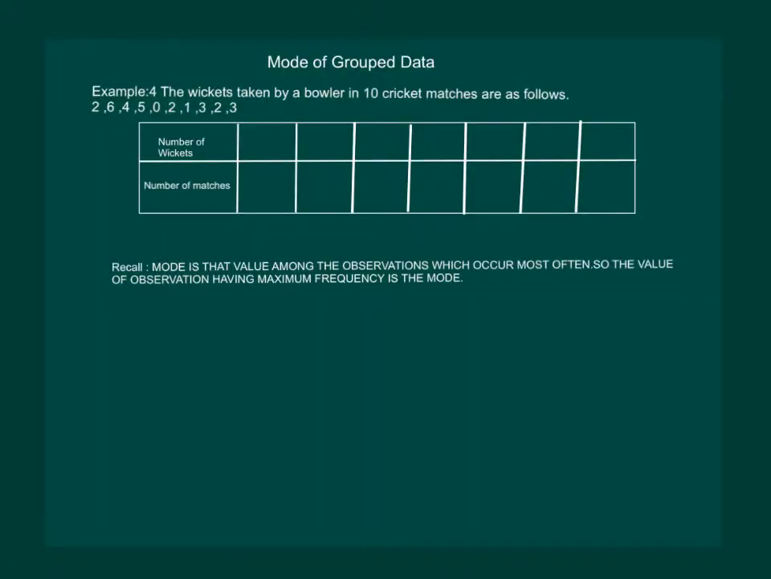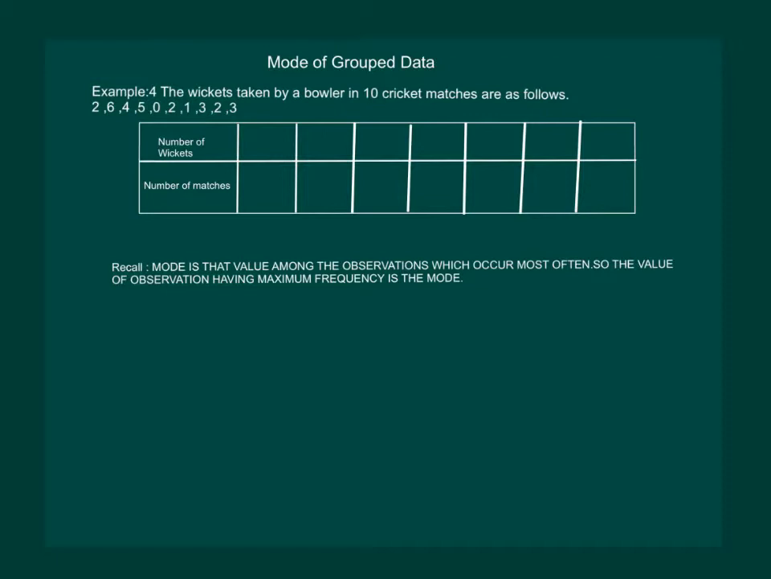Mode of group data. Let us recall that mode is that value among the observations which occurs most often. So the value of the observation having maximum frequency is the mode. Let us look at the following example.